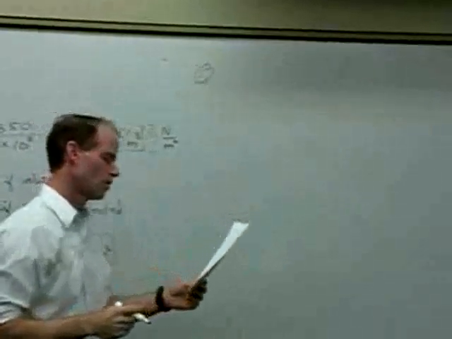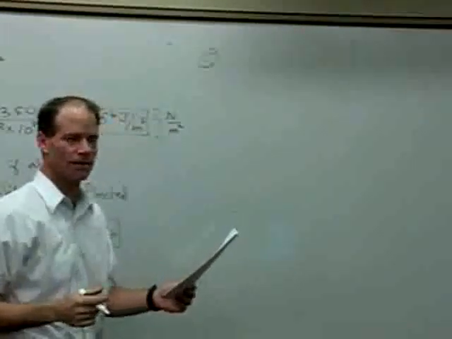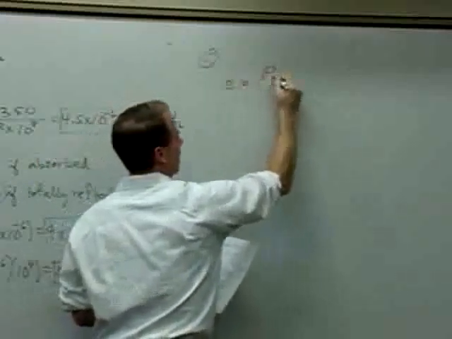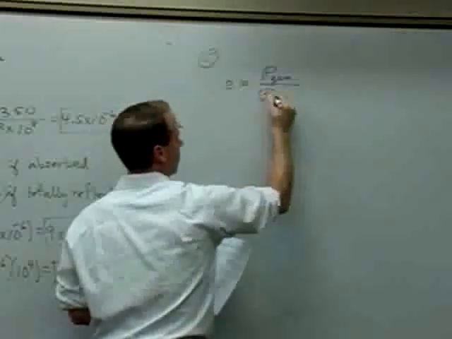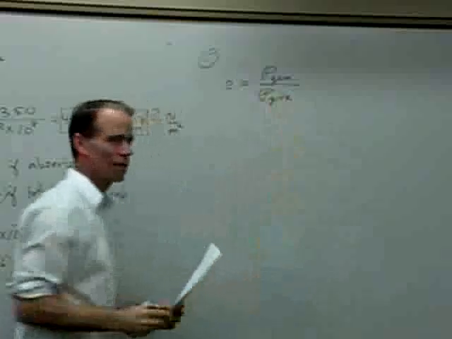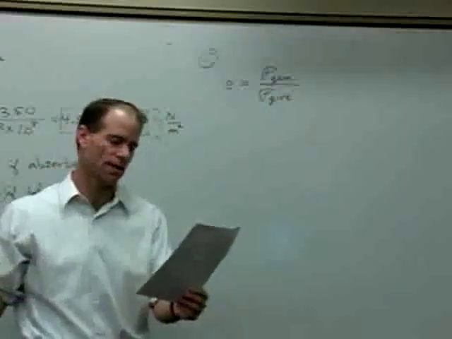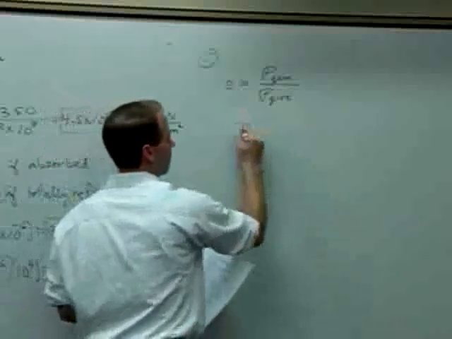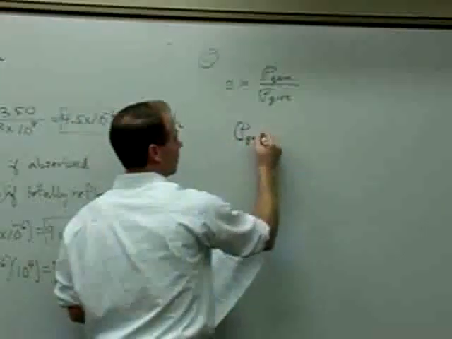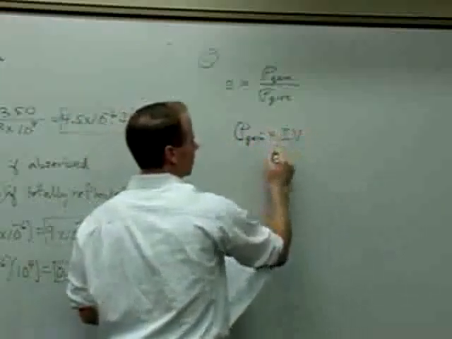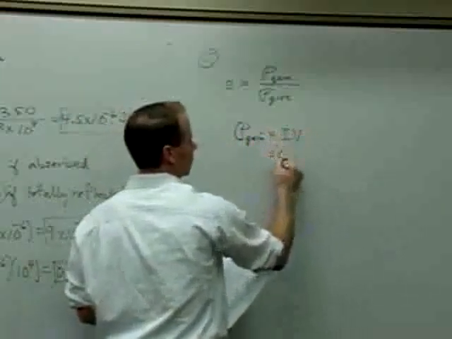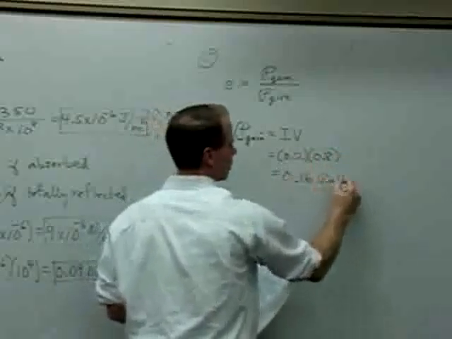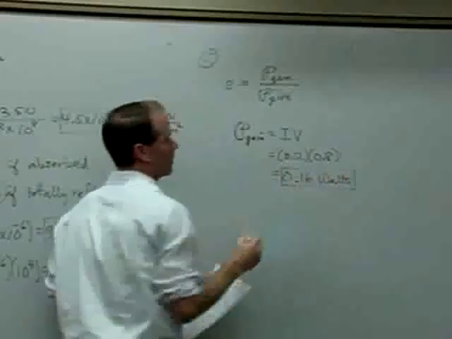Whenever I think of efficiency, I think of gain over give. So I define efficiency, in this case, as the power that we gain over the power that we give. What we gain is the output, and it says it produces 0.2 amps at 0.8 volts DC. So our power gained is going to equal current times voltage. 0.2 amps times 0.8 volts is 0.16 watts. That's what we're going to gain.